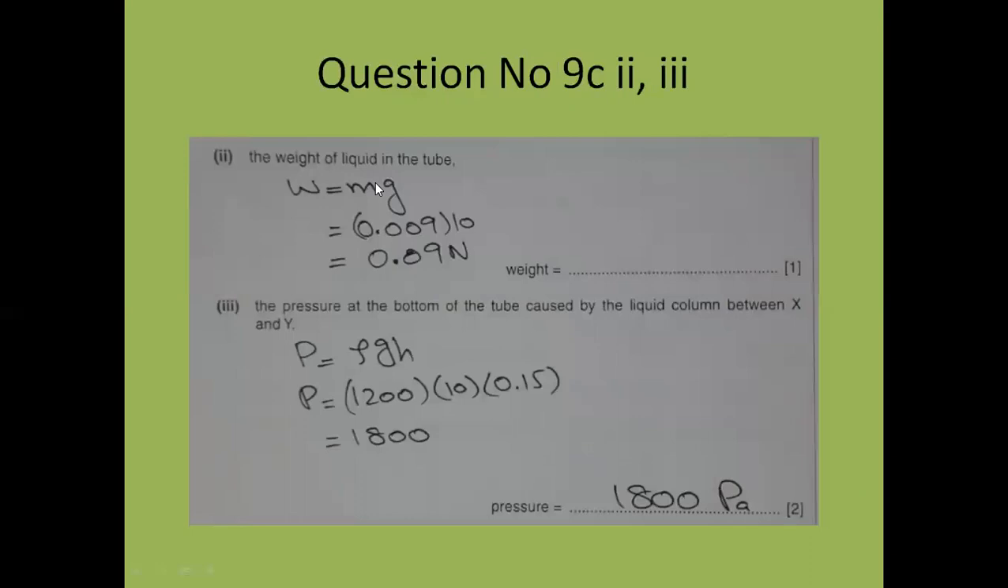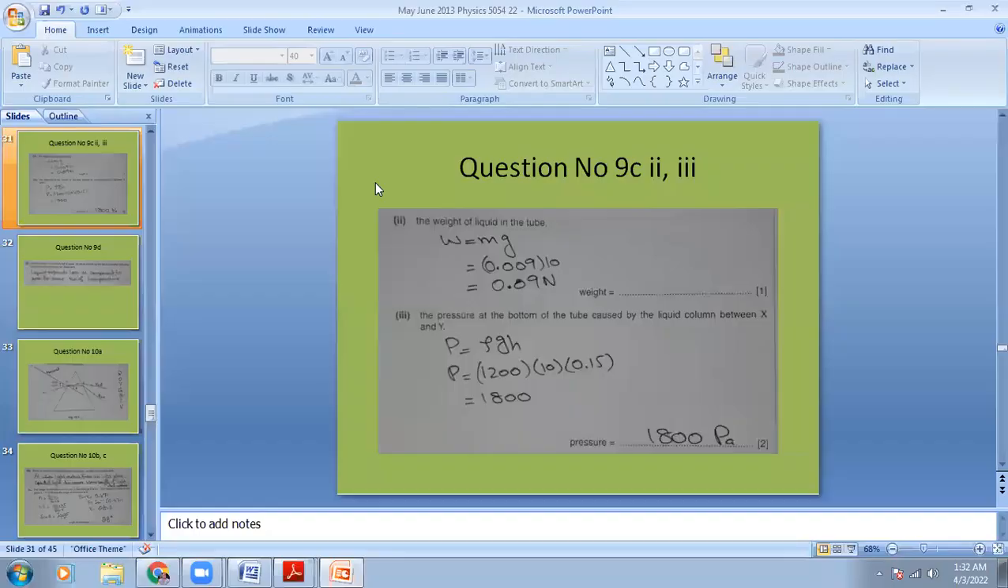Okay, the next question is the weight of the liquid in the tube. You know the weight W is equal to mg, that is 0.009 multiplied by 10, so it will be 0.09 Newton. Then the question is the pressure at the bottom of the tube caused by the liquid column between X and Y. You know the pressure of the liquid is rho g h. Rho means the density, g means the gravitational field strength, and h means the depth of the liquid column. So it is 1200 multiplied by 10 multiplied by 0.15, and it will be 1800 Pascal. So we are done with this.